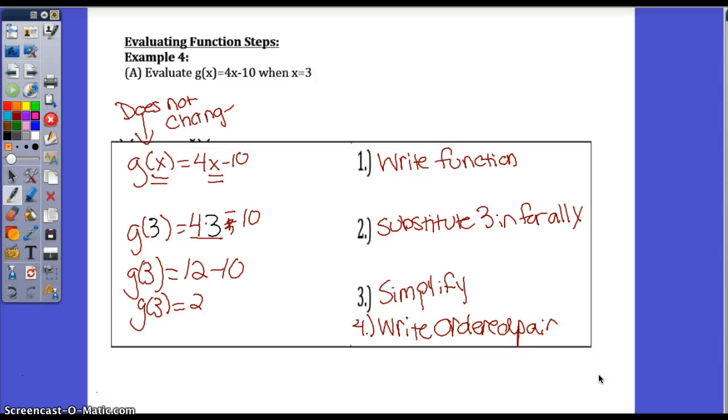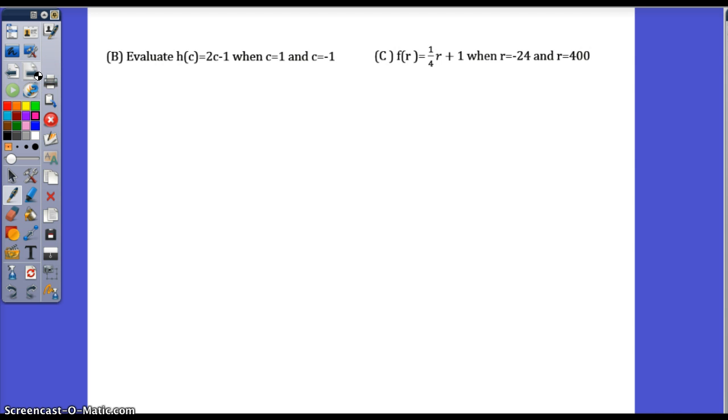Okay, in the last video, we finished with saying that you need to write your final answer as an ordered pair. And again, the left is asking what is y when x equals 3. And the right is answering, it's saying y is 2. So your ordered pair is (3, 2). Let's put this into action and do 2 more.